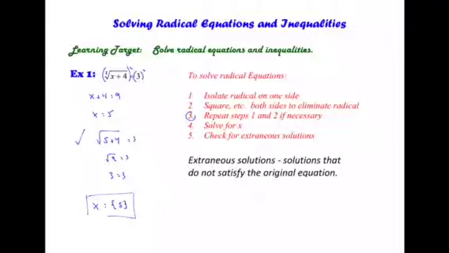Now, extraneous solutions are solutions that do not satisfy the original equation. Let me give you a quick example. Let's say I give you the equation x equals 2. And you decide, just because of what we're doing here, that you want to square both sides. Well, if we square both sides, we get x squared is equal to 4. And now if you solve this, you get x squared minus 4 equals 0, and you can factor it.